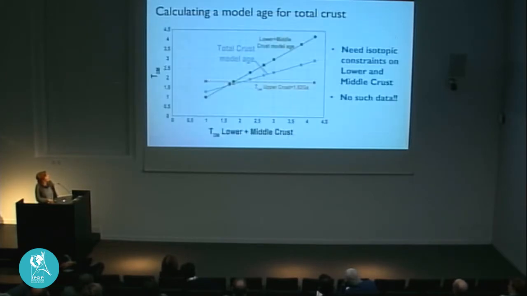And that requires, when I look at my figure here, that the lower plus middle crust model age is 4.2. And I think it's going to be difficult to demonstrate that the lower and the middle crust are that old. We can have serious doubts about that. So anything younger will make the total crust model age much younger. Okay, so that's the open question for that part, the differentiation between mantle and crust.